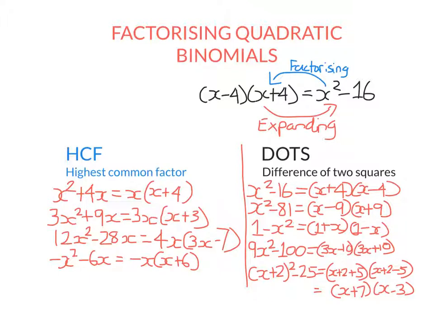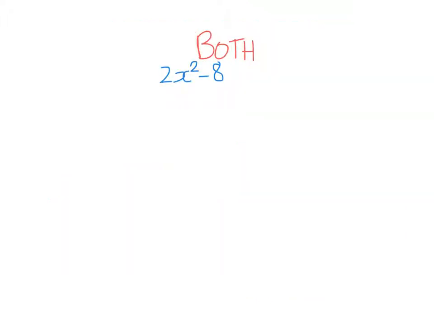So let's just look at a few quick examples in which we will use both of these methods. So let's say I want to factorize 2x squared minus 8. So I have two terms here. Problem is 2 is not a perfect square and neither is 8. I can, however, use the highest common factor method. That's because 2 and 8 share a common factor. So remember HCF method? I write the highest common factor out the front.